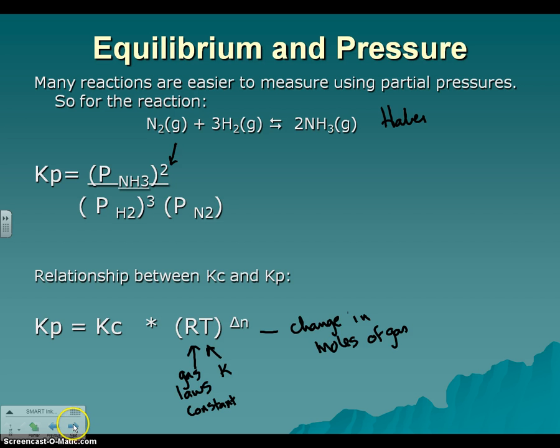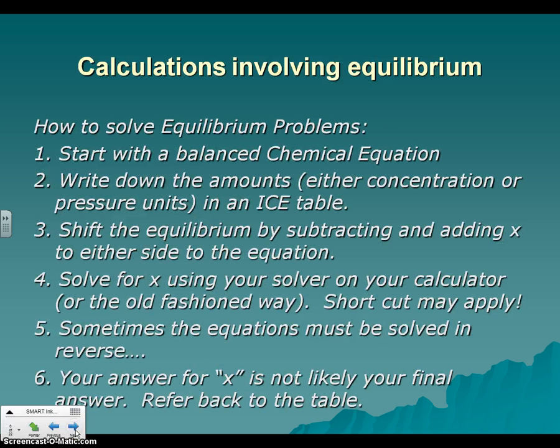Okay, so we've threatened some calculations with Keq. I give you a few little steps to consider. Of course, we're going to start out with our balanced equation. We're going to use something we call an ICE table, and I'll show you how that works. It's very similar to the BCA table, which is kind of why we did those earlier on. We shift the equilibrium by subtracting and adding x to either side of the equation.